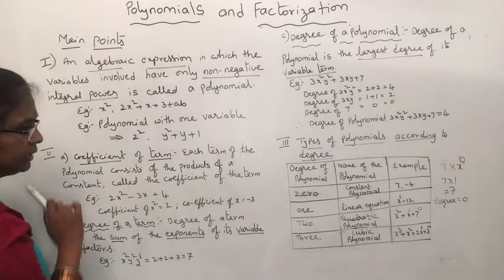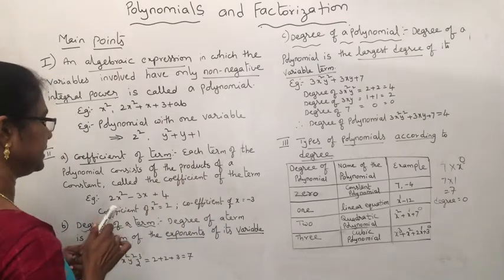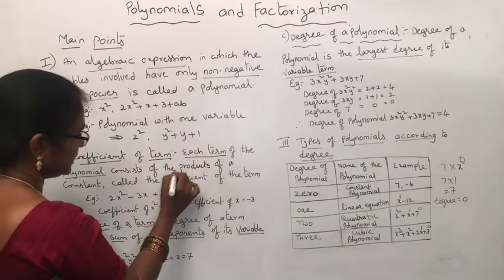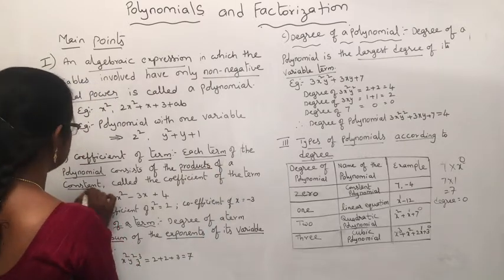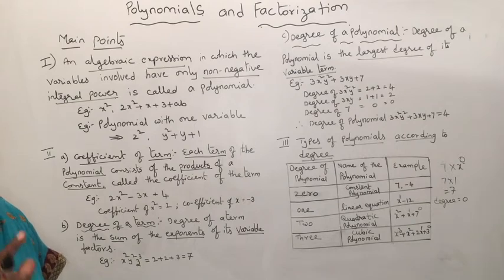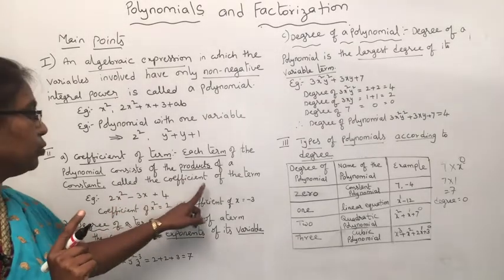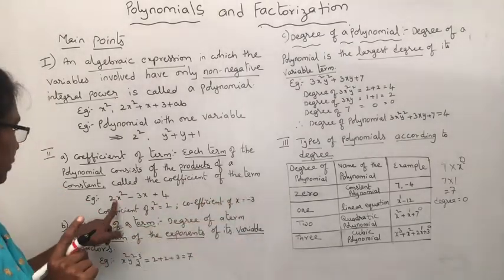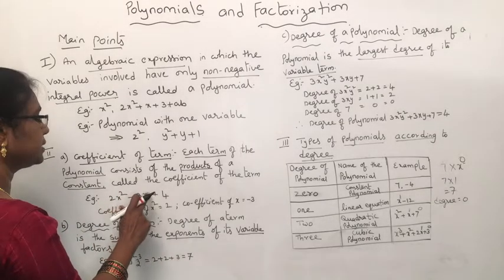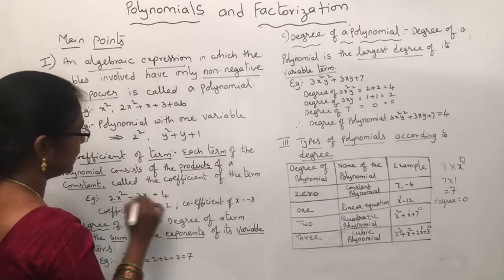Next, coefficient of the term. Each term of the polynomial consists of a product of a constant. Each term must be a product of a constant. That constant we call the coefficient of the term. Suppose 2x square minus 3x plus 4, here 3 terms are there. The first term 2x square, second term minus 3x, third term 4.